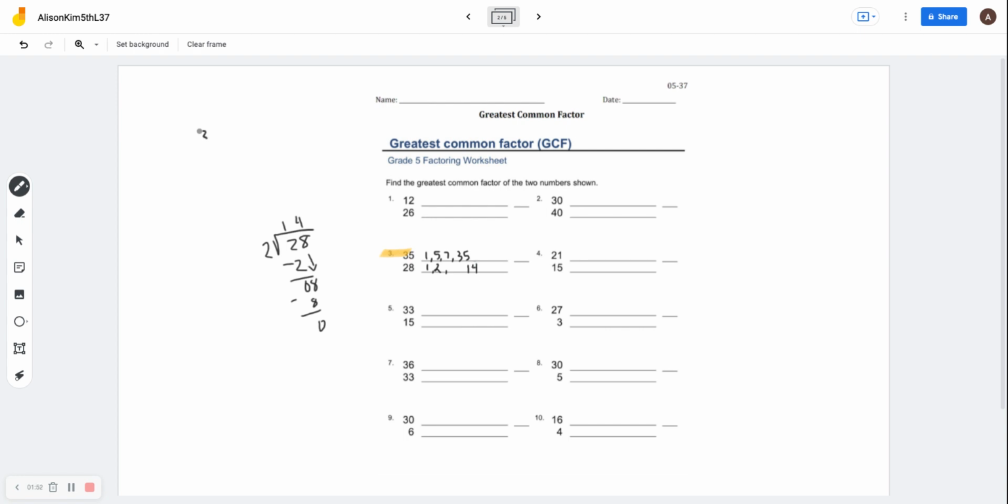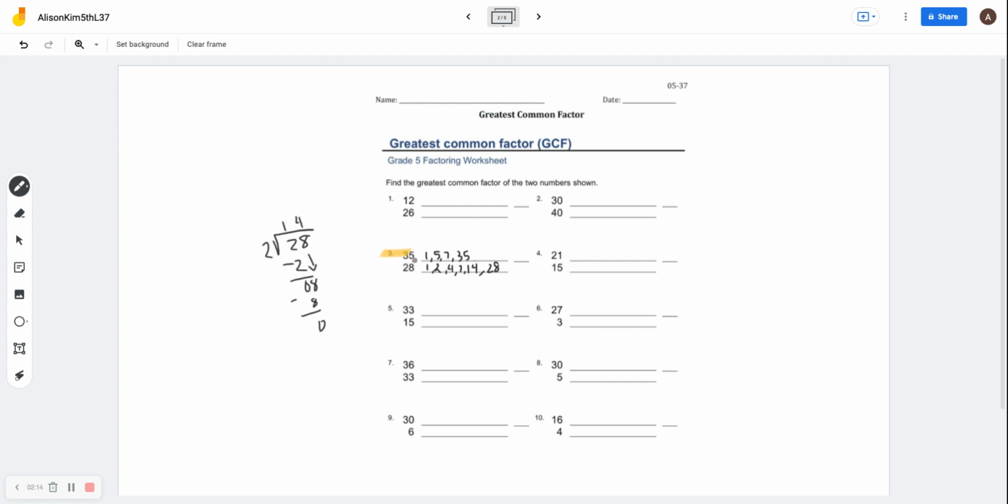3, let's see if 3 can go into 28. It seems like it can't, because 9 times 3 is 27. So probably can't go. 4 can go into 28 7 times, right? And then we said 1 times 28 equals 28.